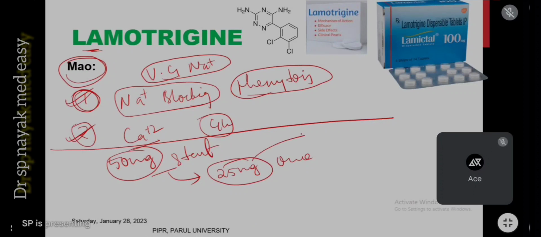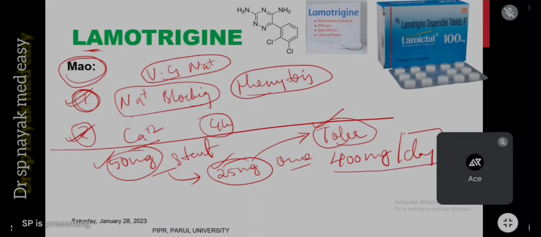Lamotrigine has good tolerance. This is one benefit for us. Lamotrigine has good tolerance: 50 mg to start, then 25 mg once daily can be given. The duration of action is also very good. Twice, thrice or four times a day is not necessary, and the maximum dose per day is 400 mg. Very important point: we should not exceed 400 mg per day, and this 400 mg should be given in divided doses, like 200 mg, 150 mg or 50 mg three times. 400 mg at a time should not be given, and 400 mg per day should not be exceeded. This is an important point about Lamotrigine.